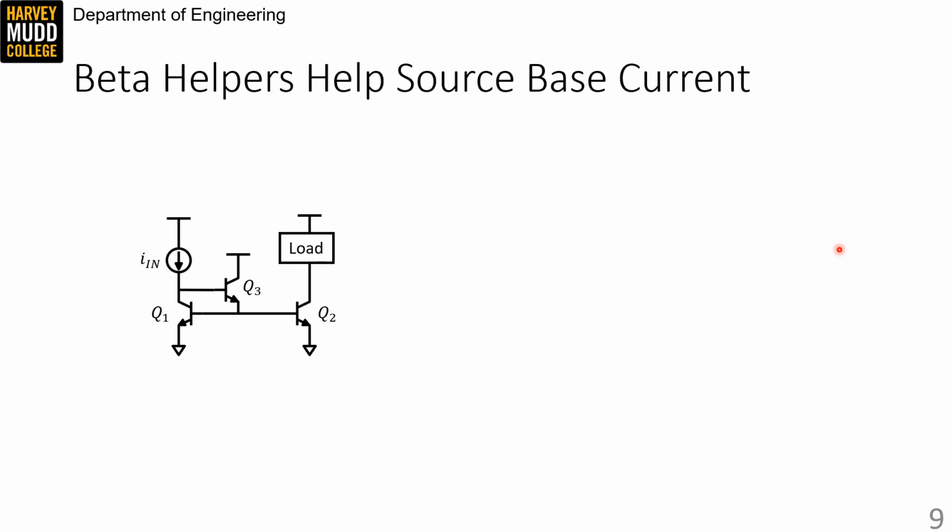So I've drawn another current mirror here, and Q3 in this circuit is called a beta helper. It helps source base current for Q1 and Q2 so that IN doesn't see the base current pulled away. You might notice that Q3 looks a bit like an emitter follower, and that's a good observation. It's acting like a voltage buffer, creating a copy of its base voltage here at its emitter. And that in turn makes IN see a much bigger input impedance.